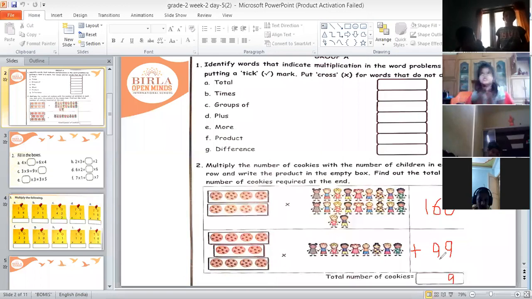We'll write here 9. Okay, now Kartika, numbers are 6 and 9. So now tell me, 9 plus 6, how much? Start counting after 9 and count forward 6.